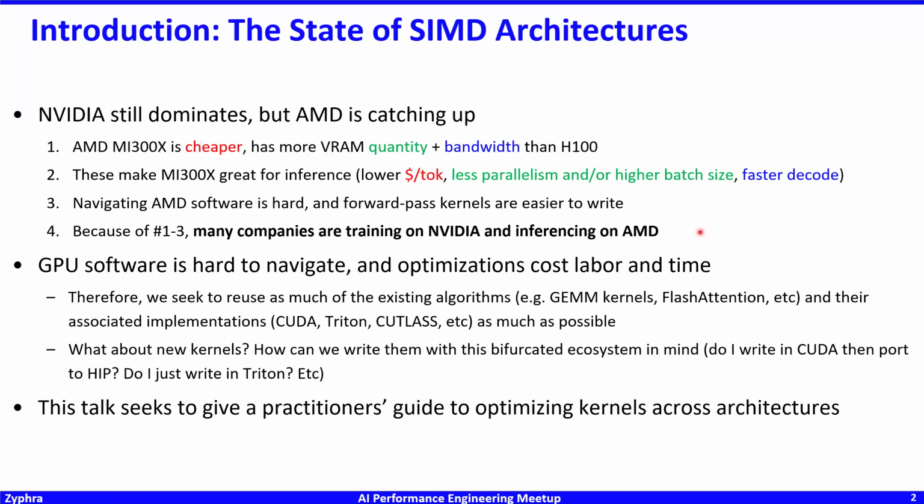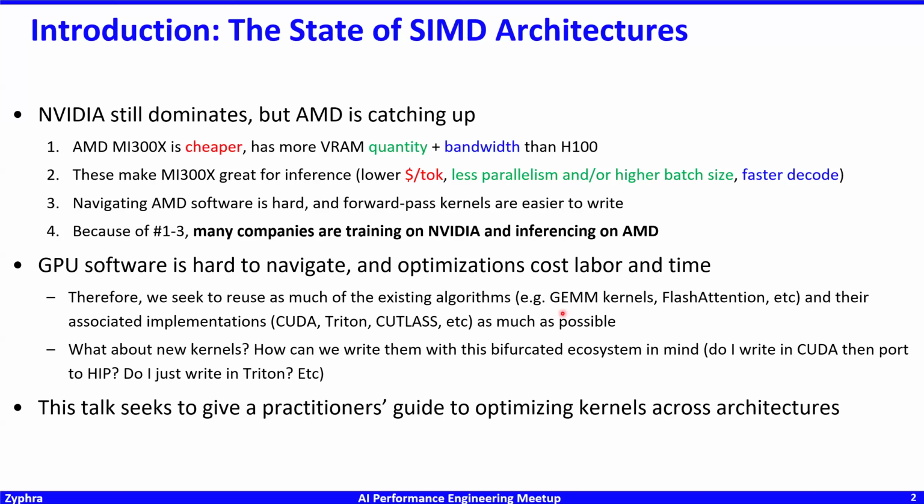We at Zyphra want to reduce our cost for training as well. So a lot of the kernel work that I'll be talking about is in the context of writing better backward kernels for training, because we want to also lower our training cost. GPU software is really hard to navigate, and optimizations cost a lot of labor and time. So therefore, we want to reuse the existing algorithms, the existing kernels, and everything else.